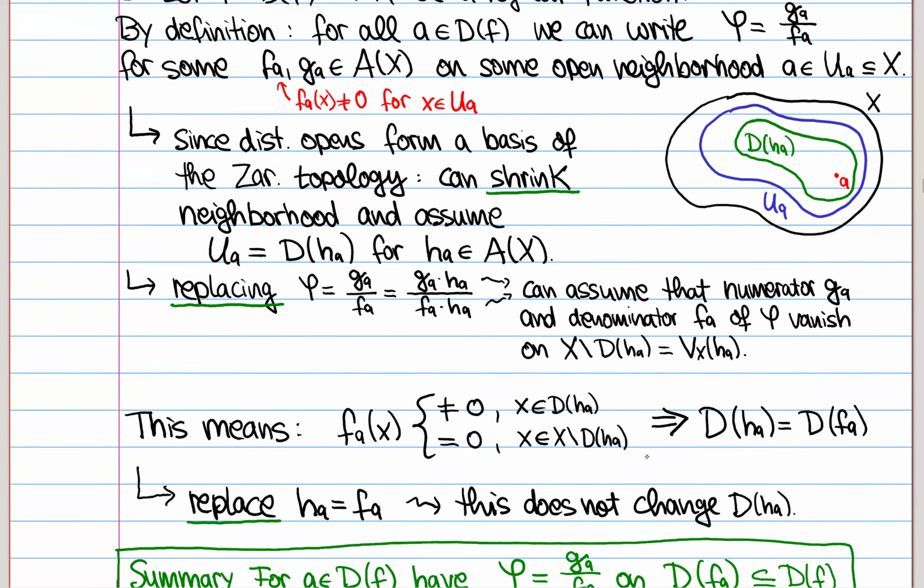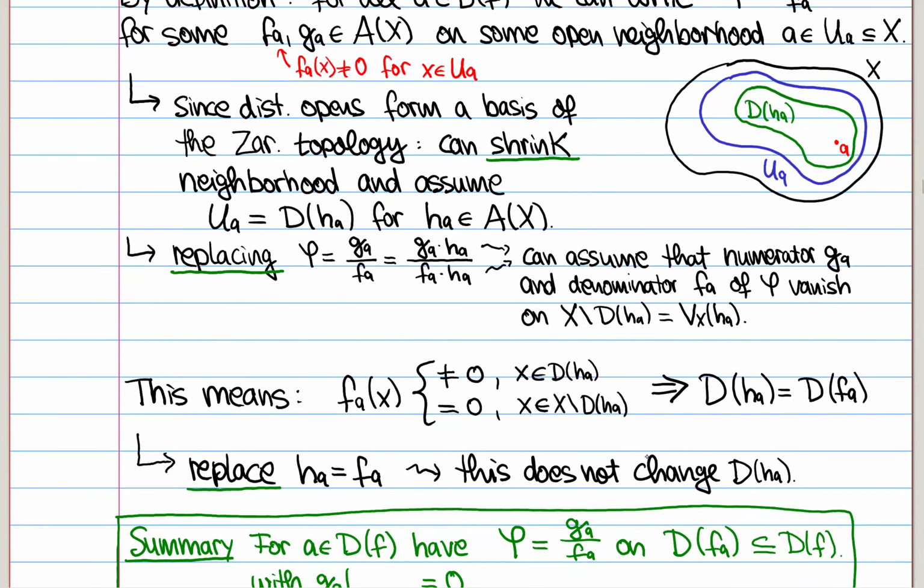And then the final replacement that we want to do is now if we look at what does f_a do at different points x, like is it 0 or non-zero, then we see, well, if x is in D(h_a), if it is in the open set, then this value here is still non-zero because we had assumed f_a is non-zero and the h_a is also non-zero on D(h_a), so the product is still non-zero.